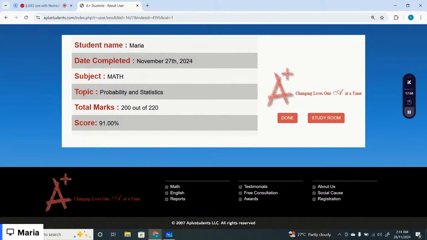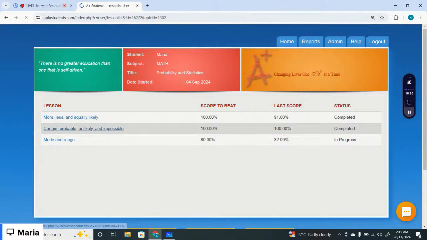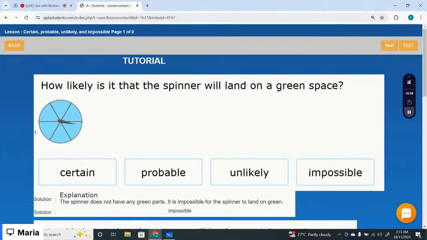Okay, we are done with the lesson. Let's just move on to the next lesson. The next lesson is certain, probable, unlikely, and impossible. How likely is it that the spinner will land on a green space? So, which is the correct option?